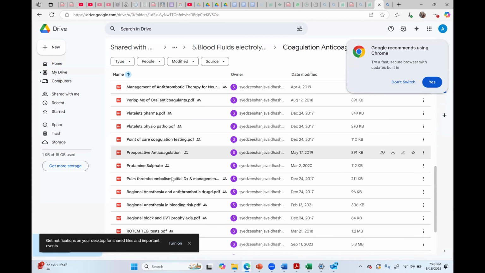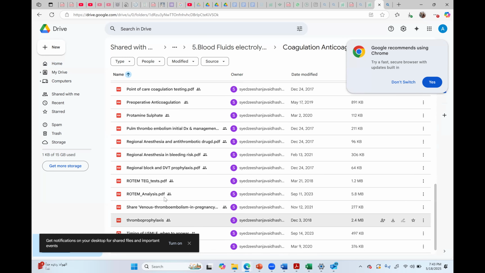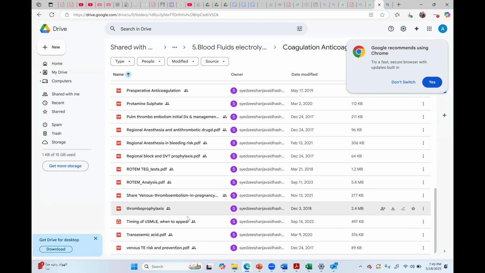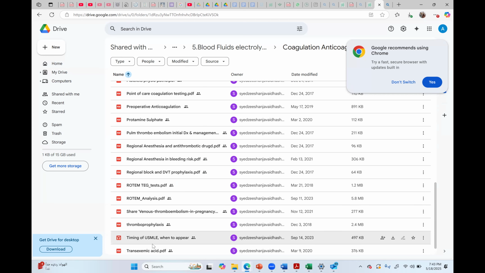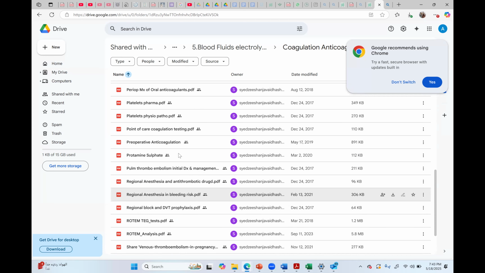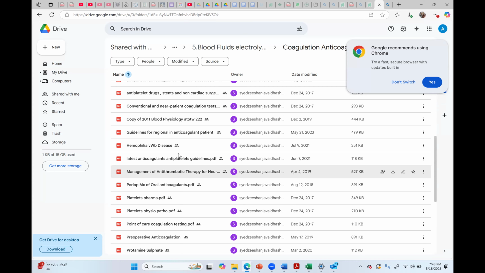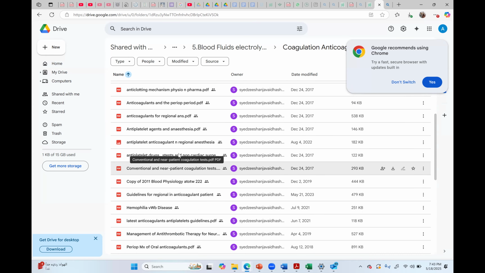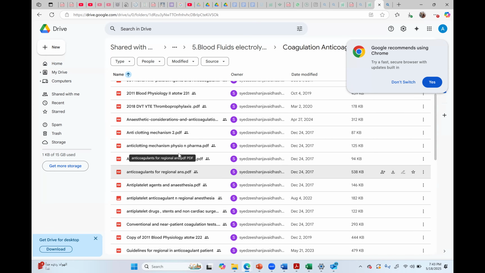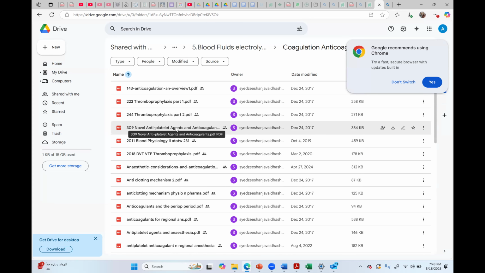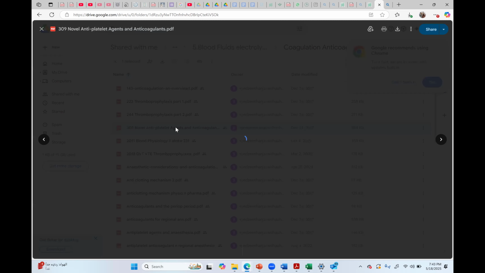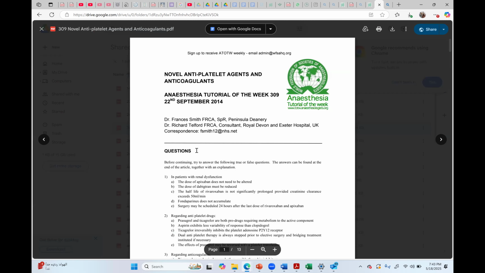So there are a lot of information there. You see about rivaroxaban or whatever you want to know, and then, just a second. So about tranexamic acid, thromboprophylaxis. You can just have a look. Let's have a look at one of the articles.